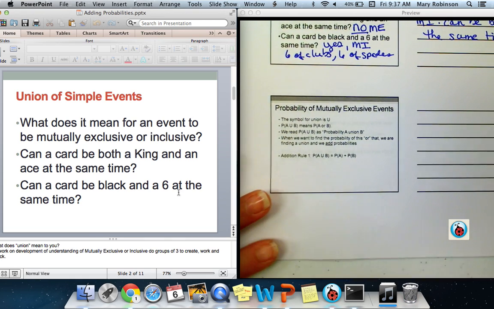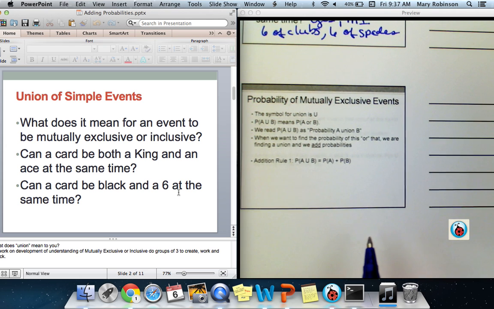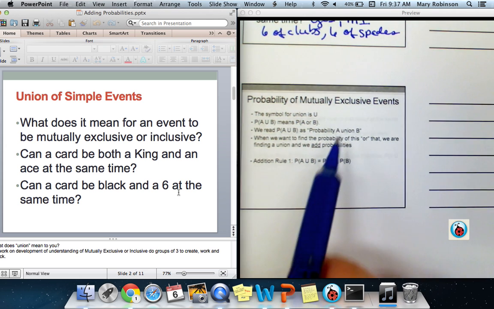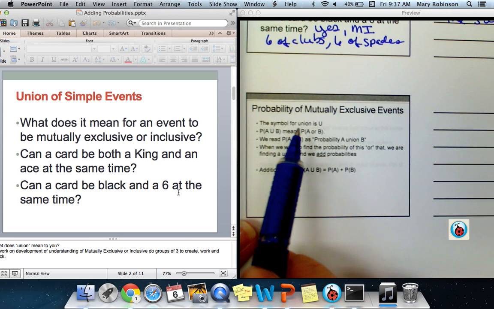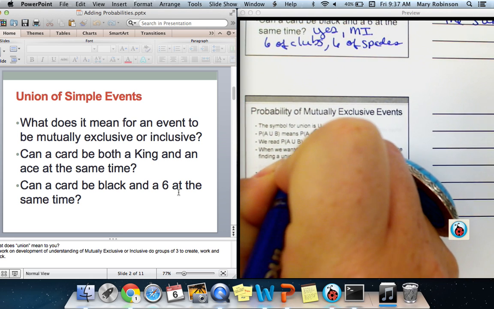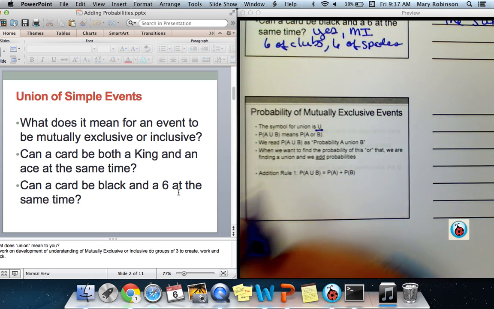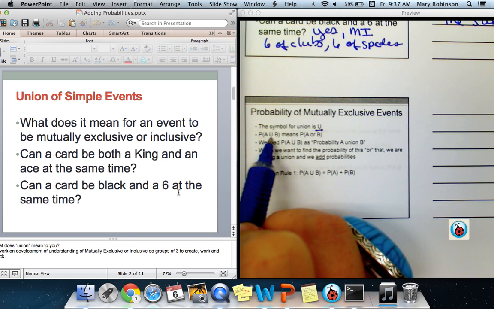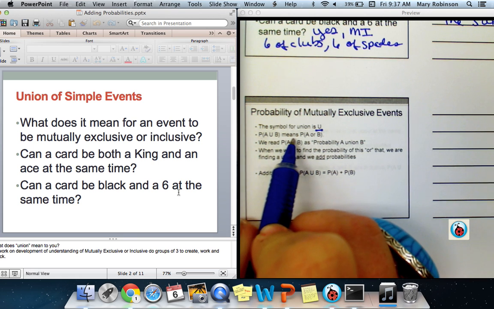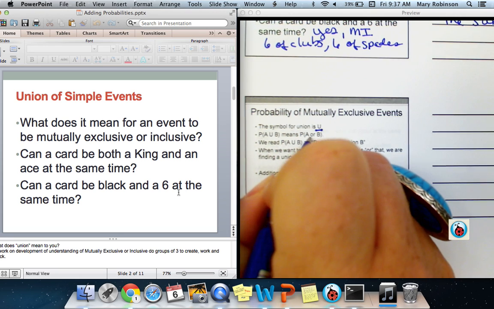So, how to find the probability when we have mutually exclusive events? For a probability of mutually exclusive events, we need to learn a new symbol. The symbol is going to be called union, and it looks like an uppercase U. This means that the probability of A union B really means probability of A or B.